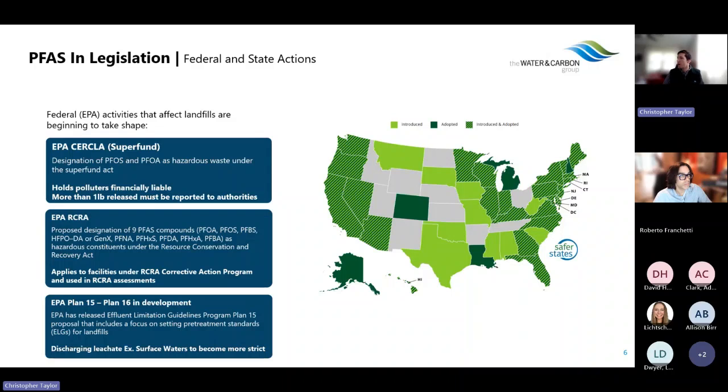What I'm showing on the right is a map of the U.S. from the site called Safer States. And this is actually a pretty helpful website. If you're interested in checking it out, it gives you an idea of where various states are in terms of adopting regulations and introducing various PFAS regulations. So it's a pretty powerful tool.